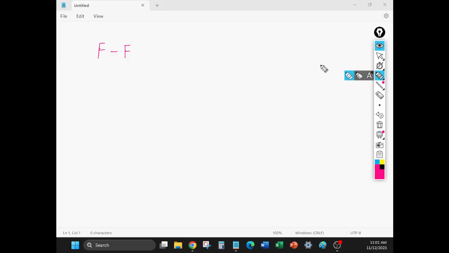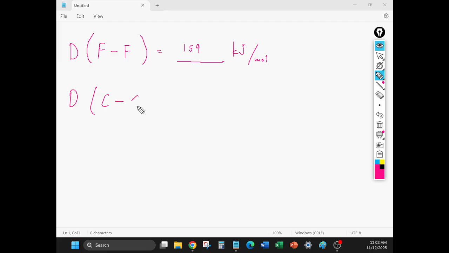So the way that we write it is we write the letter D, and then we put parentheses around the type of bond that we have. This I do want you to write down. And then that's going to give you a specific value in kilojoules per mole. Okay, so different bonds have different bond enthalpies. So for example, for F-F, this value is going to be 159 kilojoules per mole. Now, that's going to be different from the bond enthalpy of, let's say, a C-C bond, a carbon-carbon single bond.